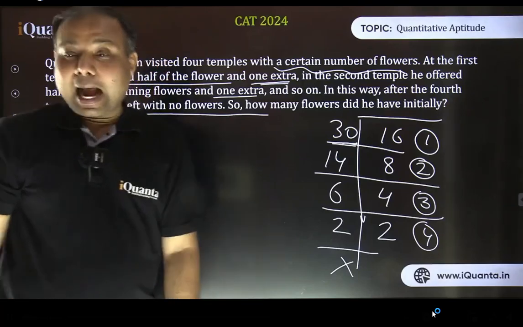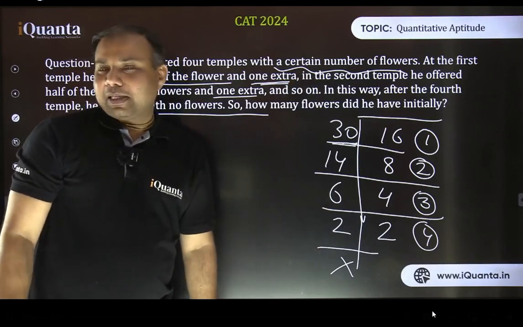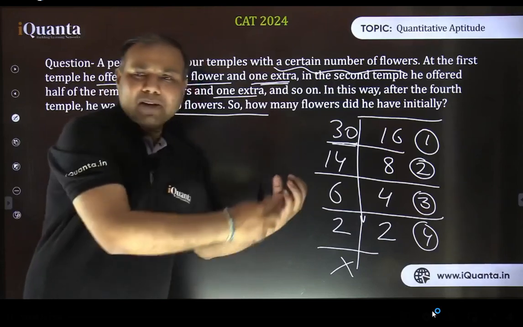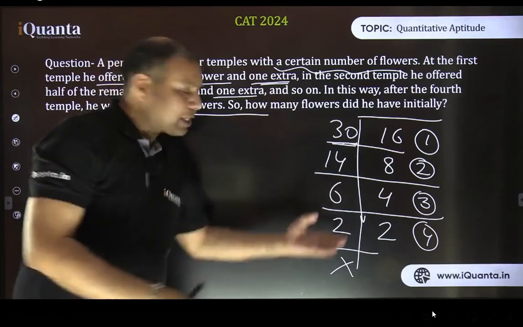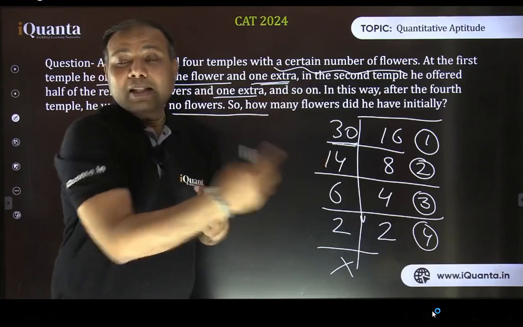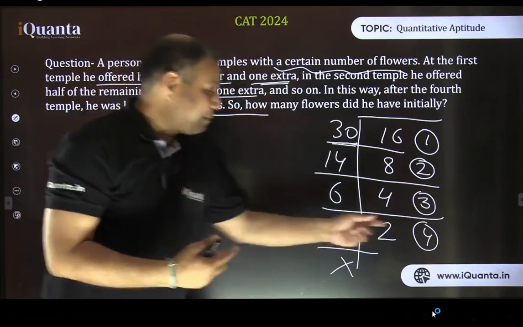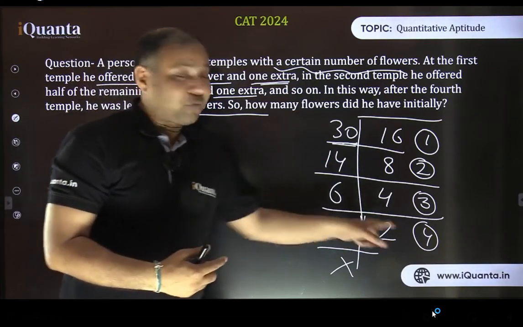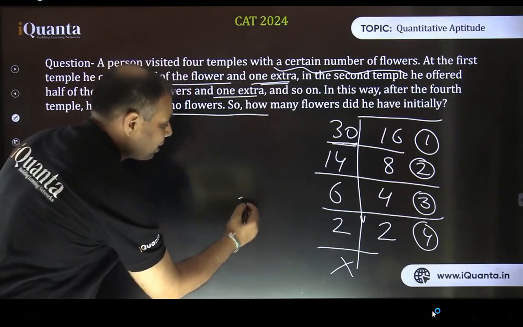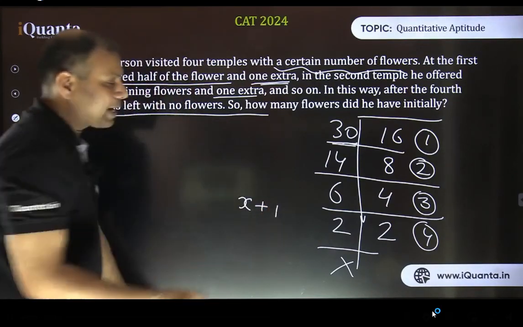Verified. And that is the way to backtrack also. So how is it happening that he is only giving half the flowers and just one more, and how is he left with no flowers? That means the one extra flower which he is offering was the half part, right? That means he must have had 2 flowers before offering anything in the last temple. Listen again to what I'm saying. In the last temple he has offered half the number of flowers plus 1, right? And he is left with no more.